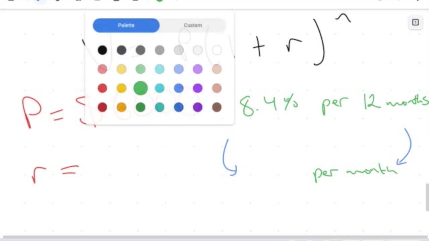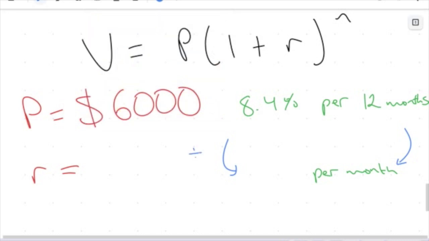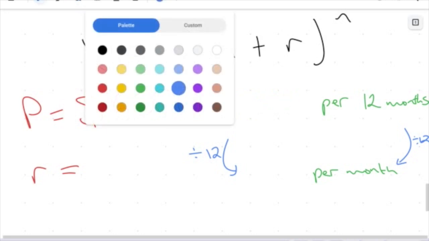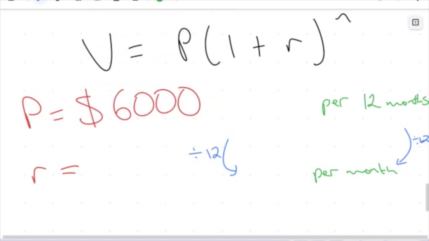So what am I going to do? Well, I'm going to divide both of these by 12, because to get from 12 to 1, I can divide by 12. So dividing 8.4%, or we can write that as a decimal because it's easier to write down and put into our calculators. Dividing by 12 is going to give me 0.007 per month. So that becomes my new rate.